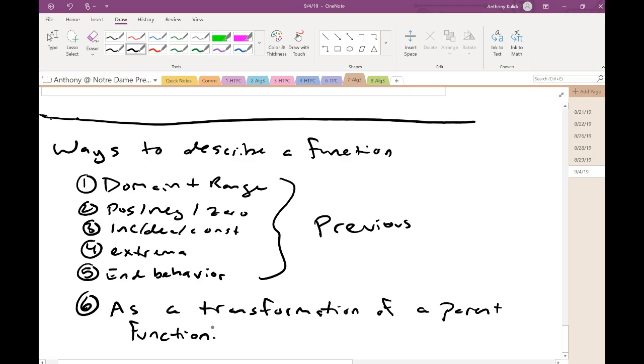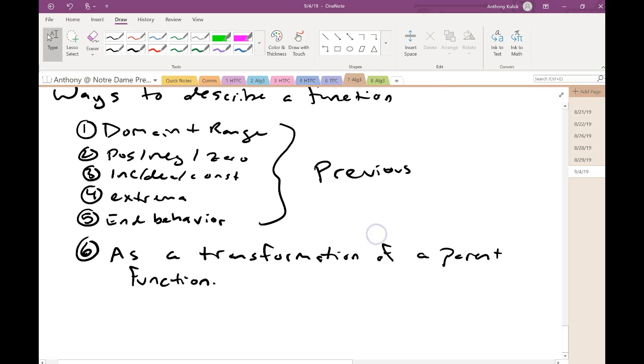So the last way we might describe our function is as a transformation of a parent function. Now there's a lot of vocabulary in that that is probably unfamiliar, and that's okay. We'll unpack this statement one piece at a time to give us an idea of what's going on here. And I'll explain conceptually what it is that we're doing.